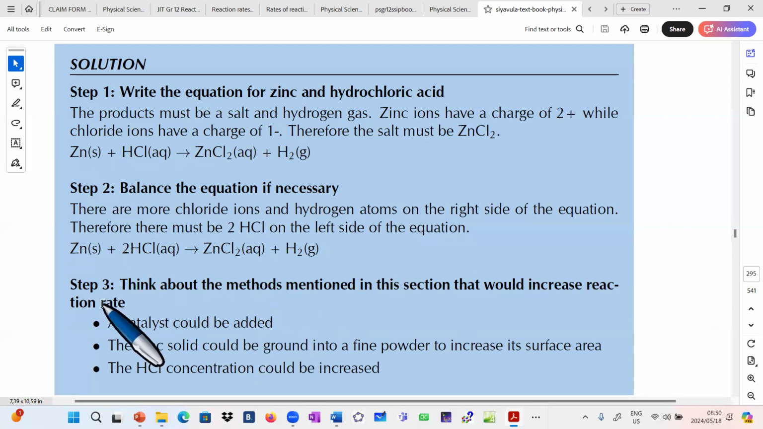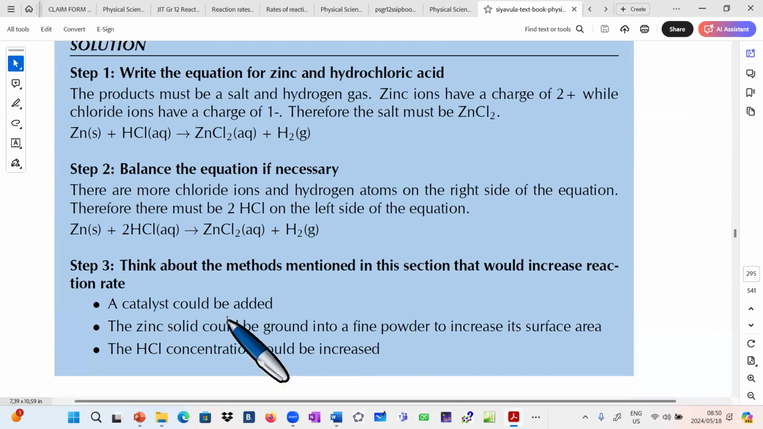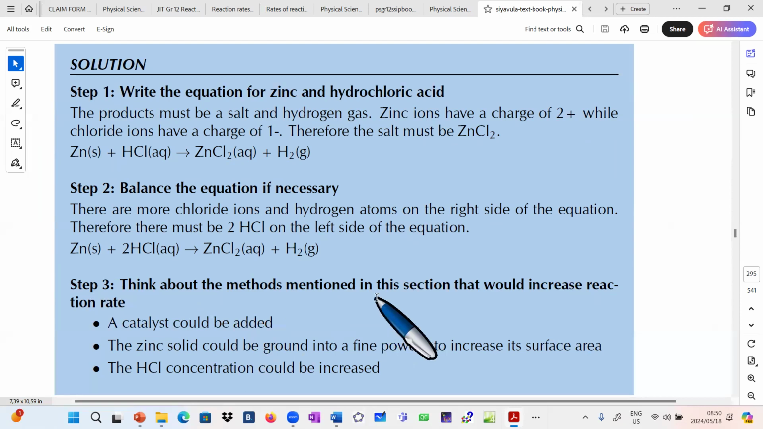Step three: think about the methods mentioned in this section that would increase the reaction rate. Think about the factors that affect the rate of reactions. A catalyst could be added. If we decide to add a catalyst, we expect that to increase the reaction rate.